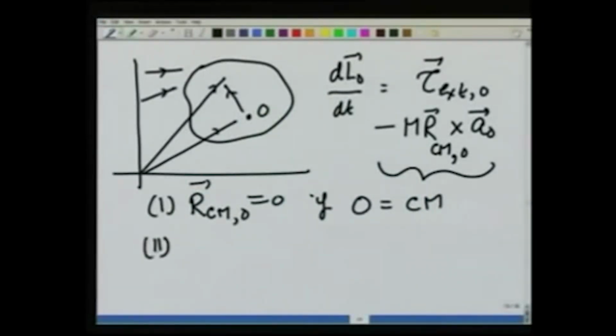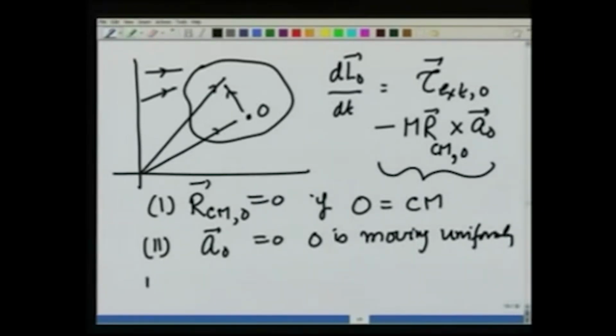Number 2, acceleration of point O itself be 0, that means O is moving uniformly. And third, that acceleration of O be parallel to r_CM,O, that is, the point O is accelerating towards the CM itself. This also you have been doing in your 12th grade.